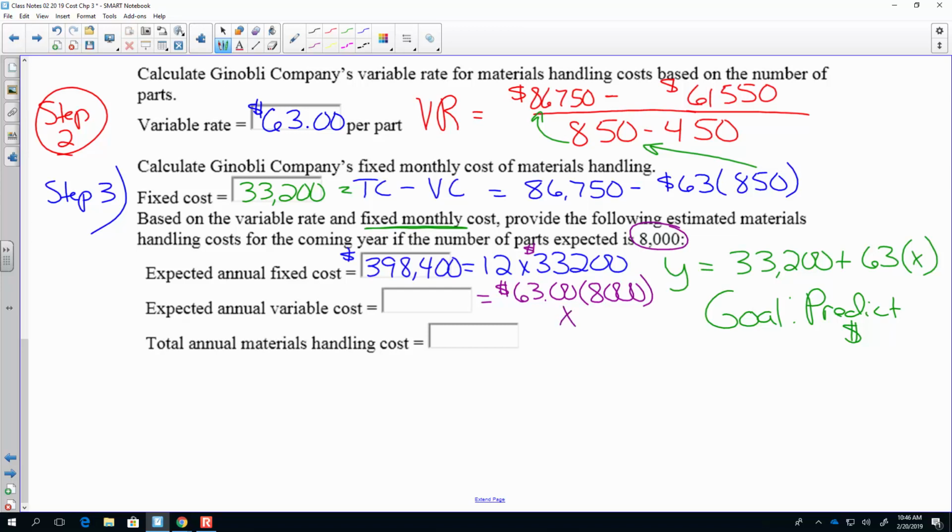Why don't I multiply this by 12? Annually. Do I multiply by 12 also? Actually, I don't. Because what is the $63? It's per unit, right? And that's what I'm expecting for the coming year, to make this many units. It's already annualized. I don't need to do it twice. But that is a very common thing that students want to do, is times it by 12, because that's what we did up here in the fixed. Fixed is different than variable in how they're treated.